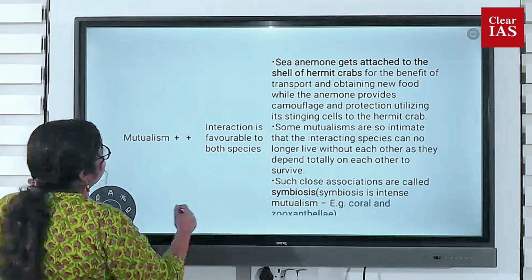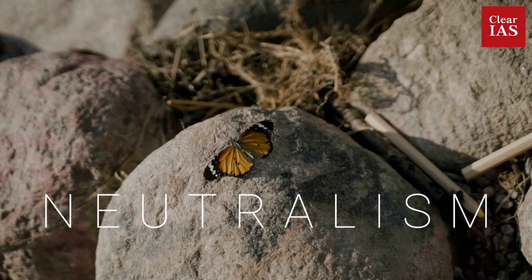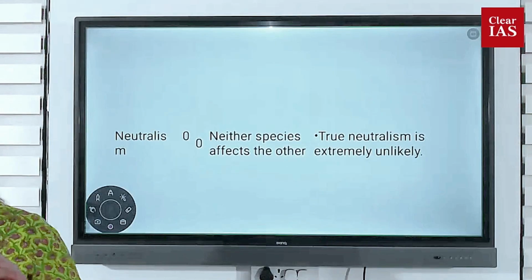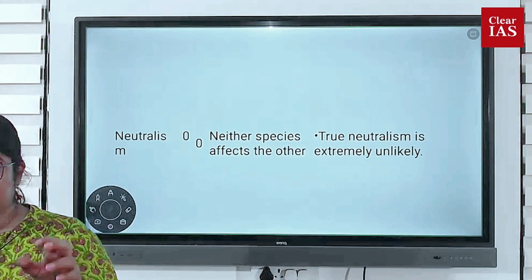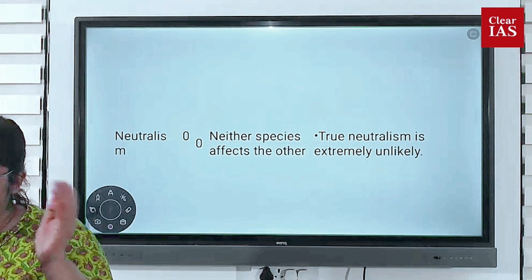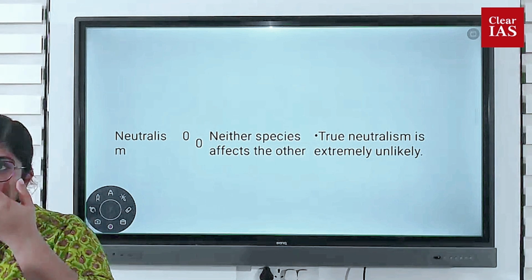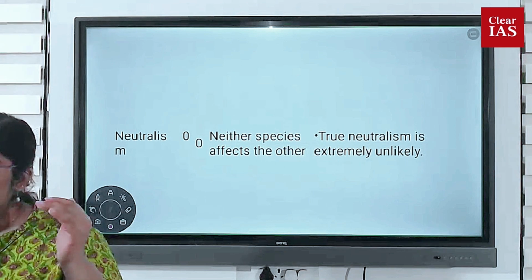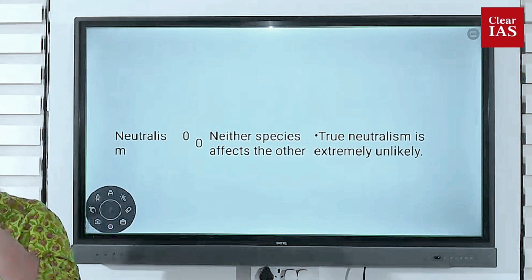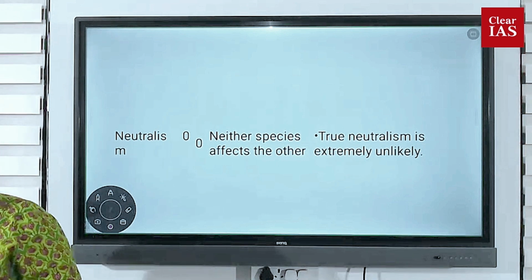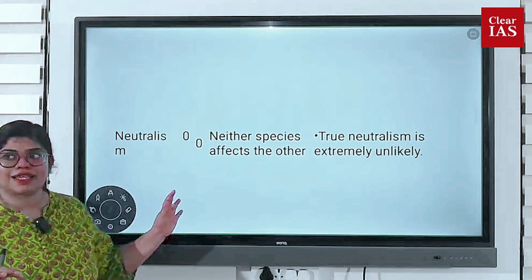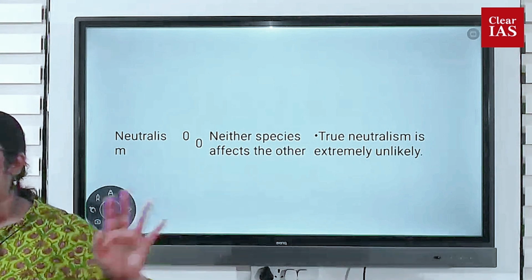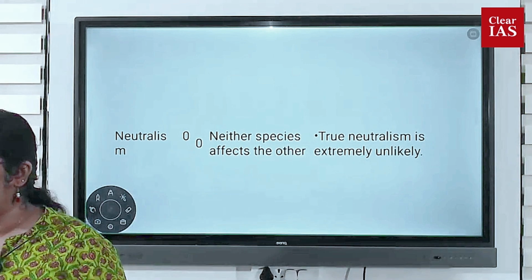Another concept here is neutralism. Neutralism means no one is getting affected. Both are interacting, but none is getting affected. But that will not ideally occur. Whenever two organisms interact, there will definitely be a reaction. So this is a very idealistic case. This is a theoretical thing. It's not practically possible.